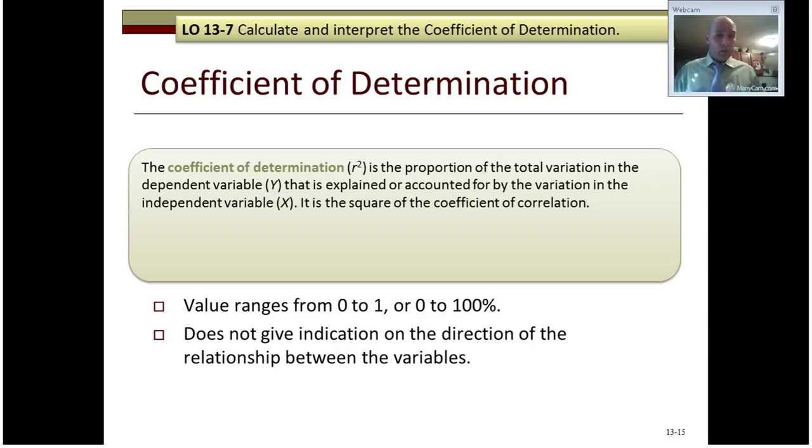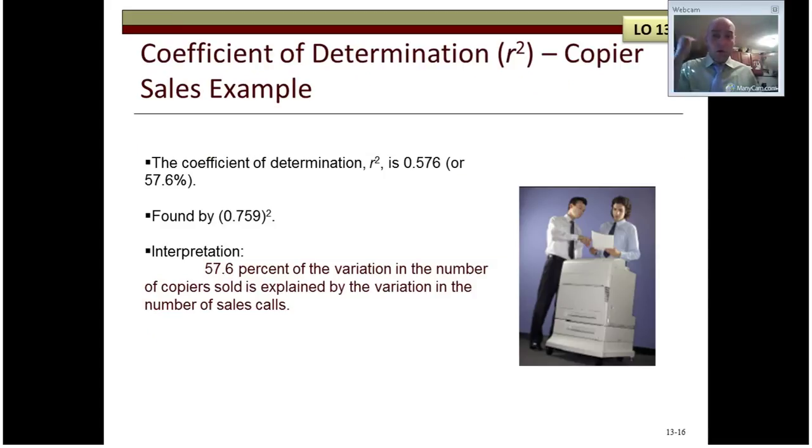Well, we take that correlation and we square it. And that gives us a percent, something between 0 and 100. It's a percent. There's no direction on it. There's no positive or negative. Anytime you square it, it's positive. But it gives us a percent. And that percent helps us understand how much variation in the number of sales, a dependent variable, is determined by our independent variable, the number of calls. So r squared is 0.576, found by 0.759 squared. The interpretation of r squared is 57.6% of the variation in the number of copiers sold is explained by the variation in the number of sales calls. And that's its determination. That's how you talk about it. So we've got the correlation, coefficient of correlation, and determination, coefficient of determination, which is r squared.